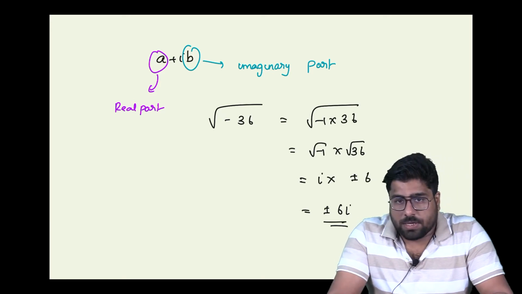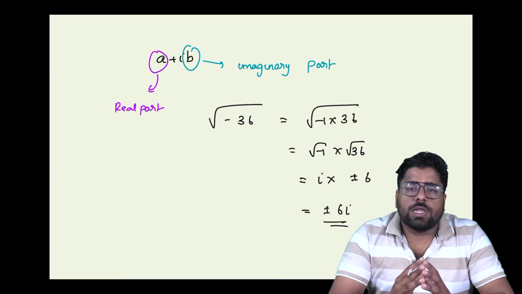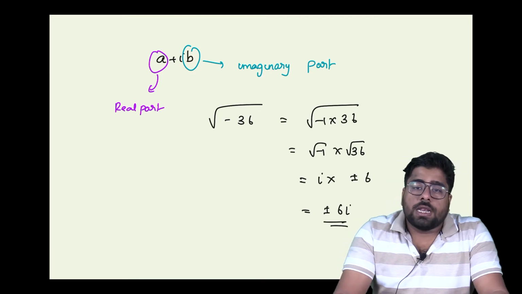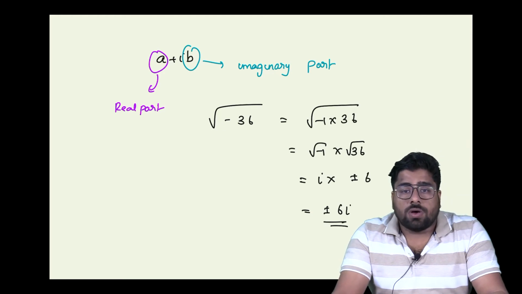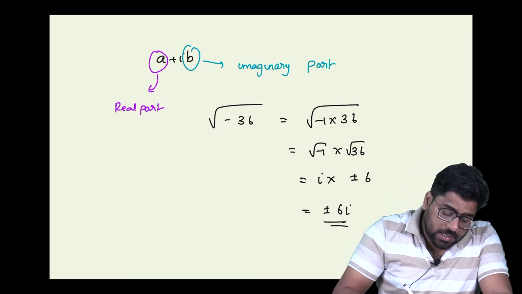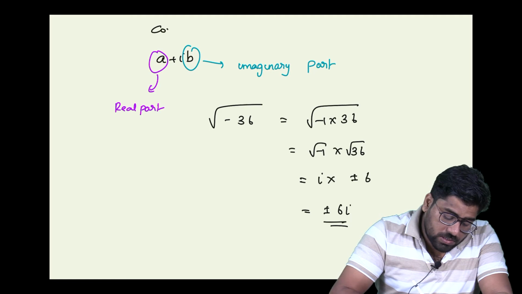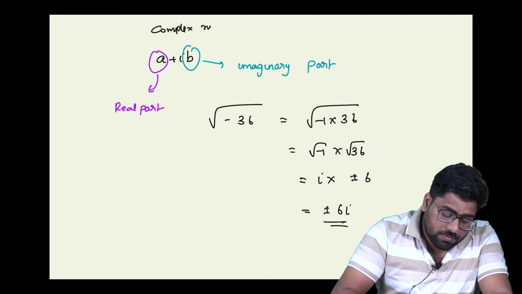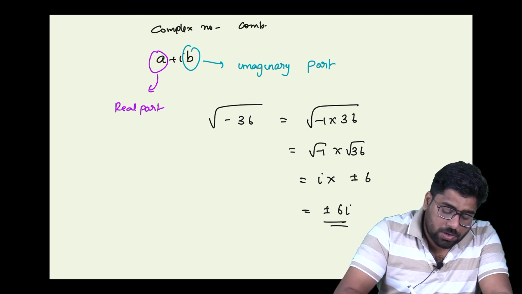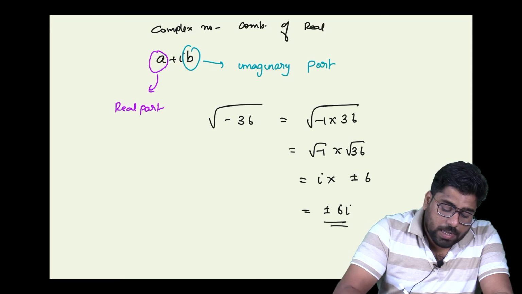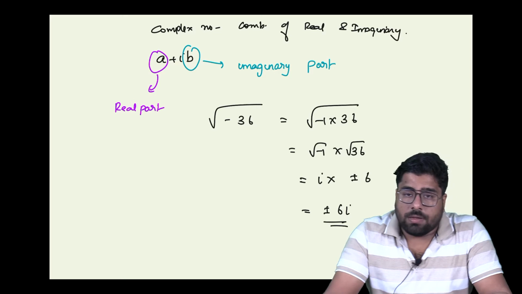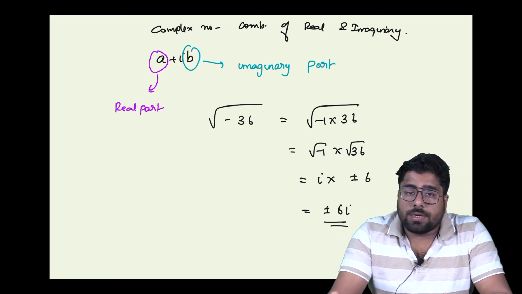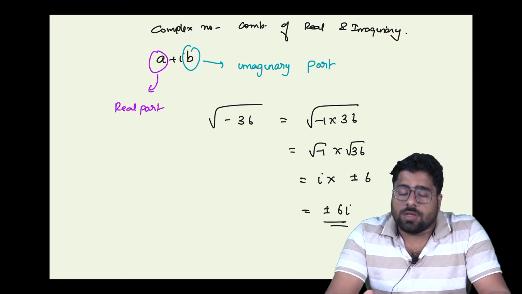Now, what is a complex number? A complex number is nothing but a combination of a real number and an imaginary number. Now, how is this combined together? They are combined by placing them side by side.